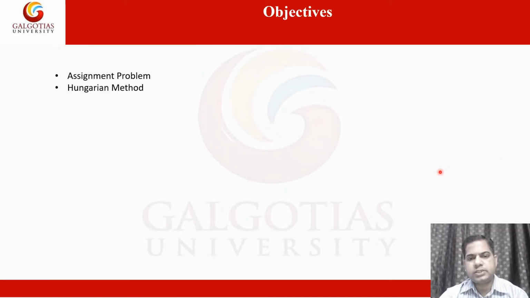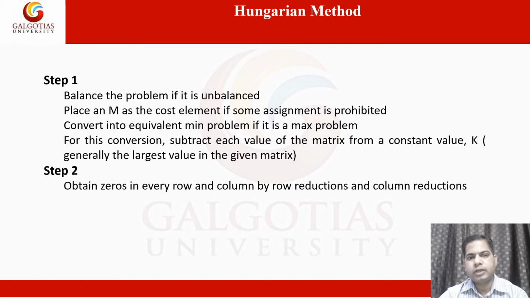The objective of this session is that we will study the assignment problem and the Hungarian method. The assignment problem, as we have discussed already, has a number of jobs and a number of machines which are to be assigned. The Hungarian method is basically based on a scientist named Hungarian. So there are the steps.